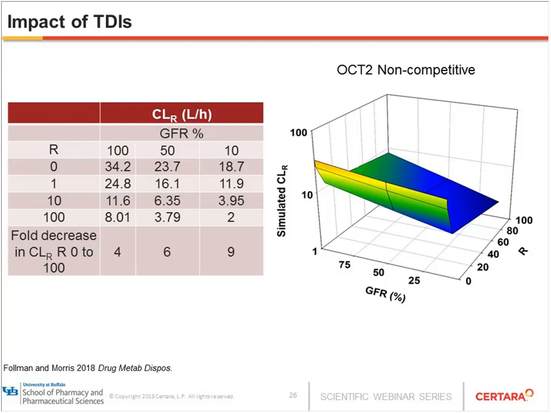This impact on renal clearance is increased to about 9-fold when we go from healthy population to a severely renally impaired population, and R is increased from 0 to 100. So similar to the drug transporter expression, we're seeing an increase in the impact of drug transporter activity in renal impairment as well. So these are the results for non-competitive inhibition for OCT2. Competitive inhibition yielded very similar results. Again, that's in the supplemental information for the paper.